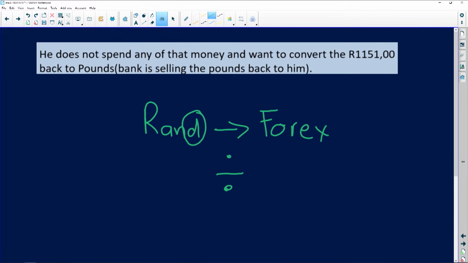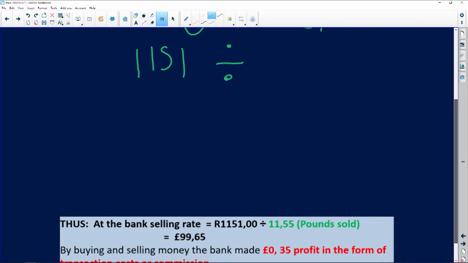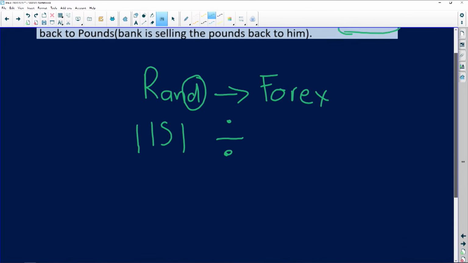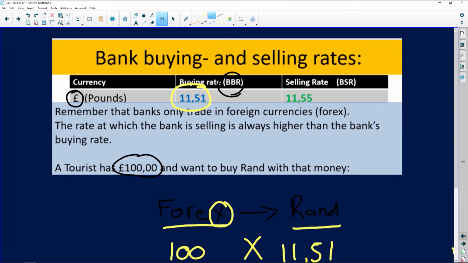All right, here we see in the given information that the rands that we want to convert is 1151. We already know that we have to divide, and now all we need to do is figure out what we are going to divide with. The way to do that is to look at our rates that were given. We want to use the selling rate. Why do you think? The bank is now selling the forex back to the tourist.